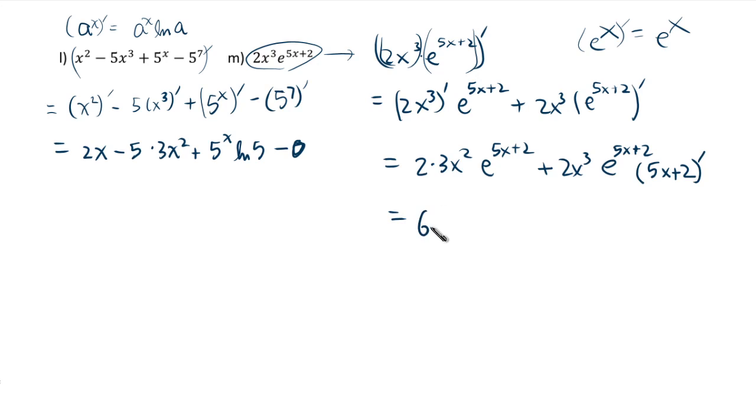Okay. 2 times 3 is 6. And then 2x cubed e to the 5x plus 2. And then 5x differentiates to 5. 2 differentiates to 0. So that's all you get.